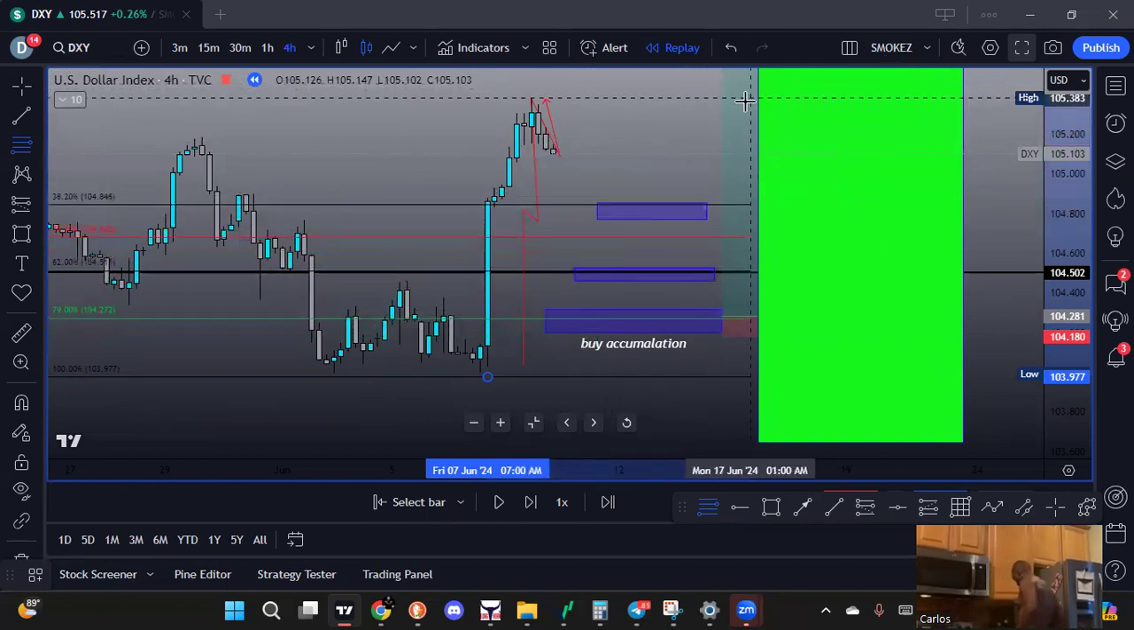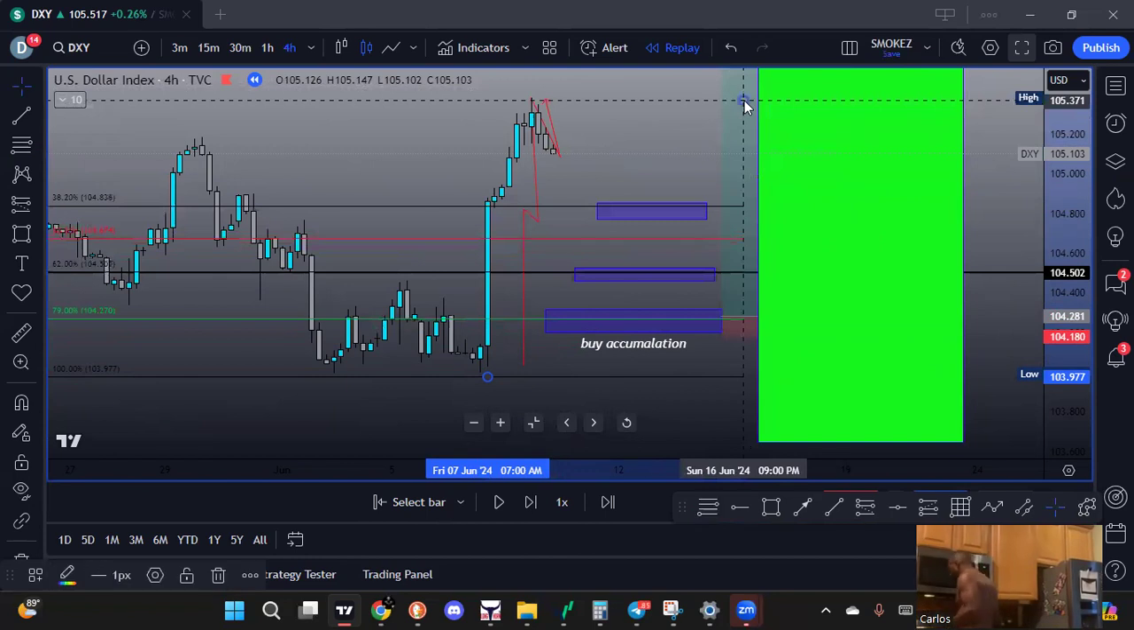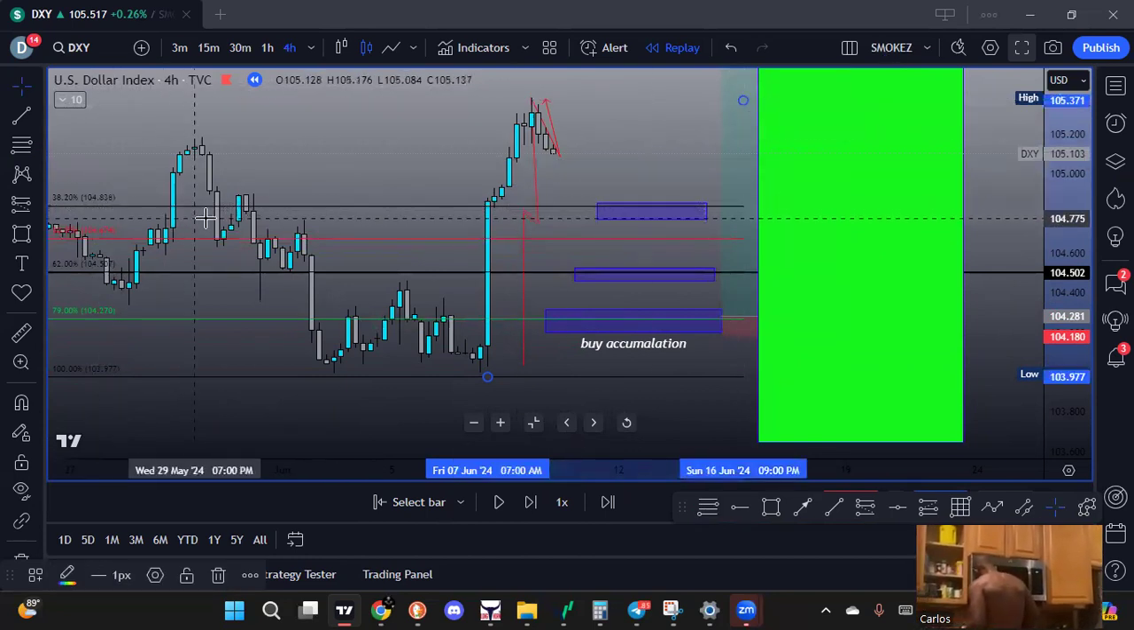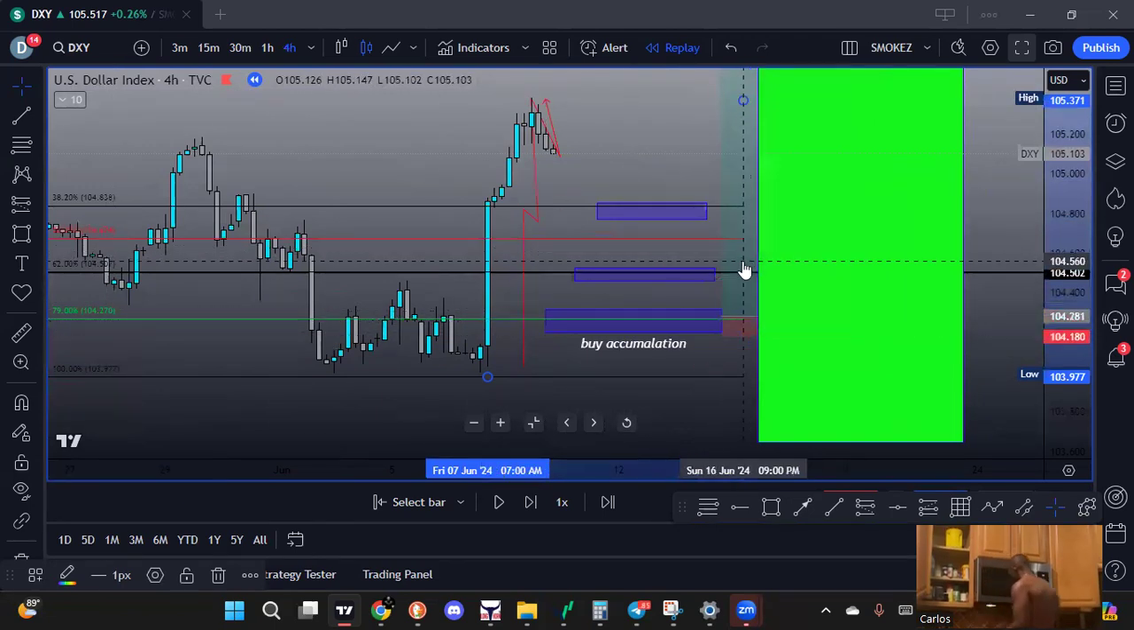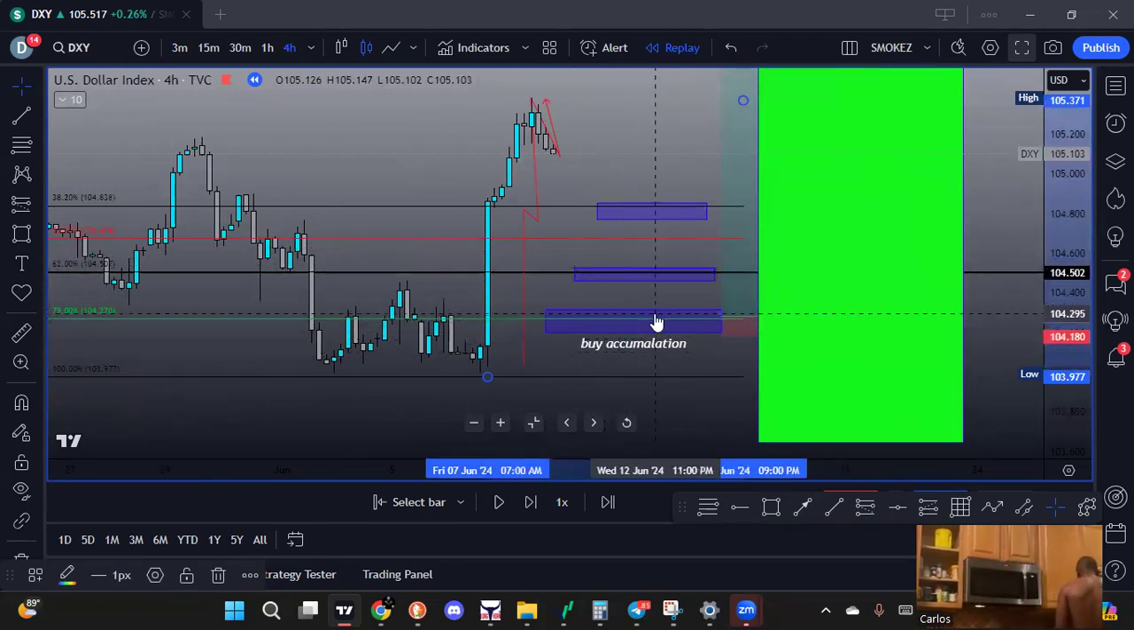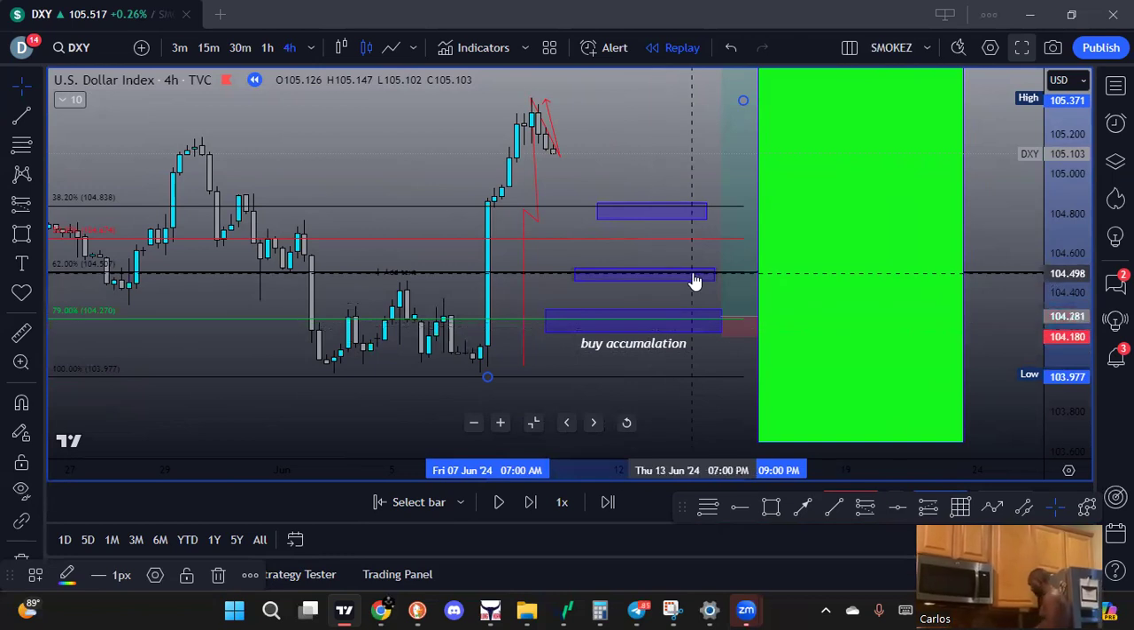So now, right here, I set the fib up. I got the levels over here. If this is the first level that I can enter, there's a second level that I can enter, and the fourth level that I can enter. But this is my favorite.